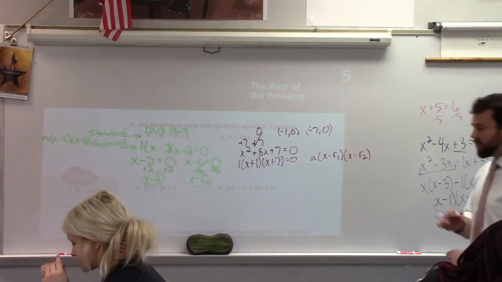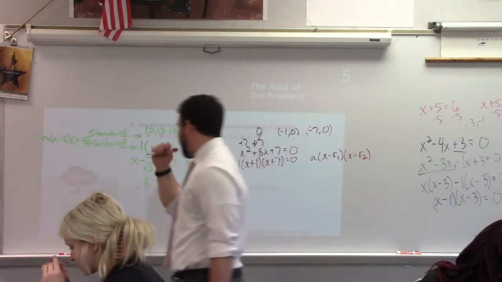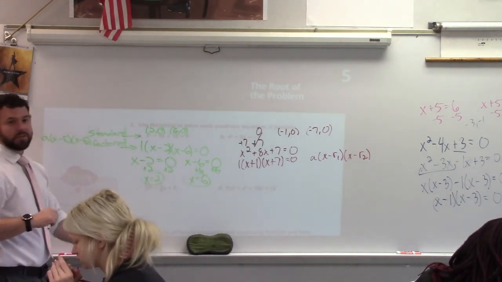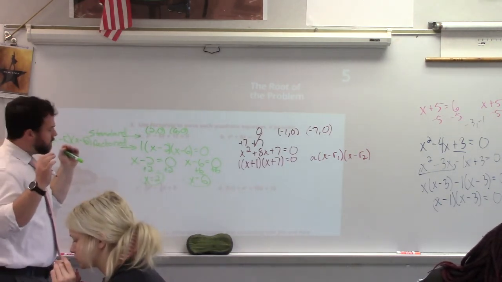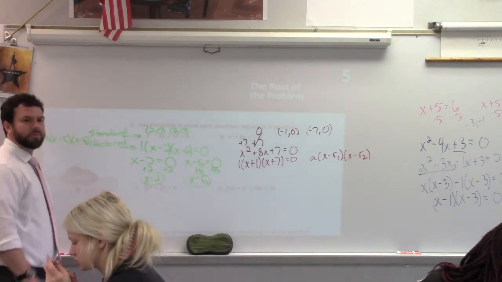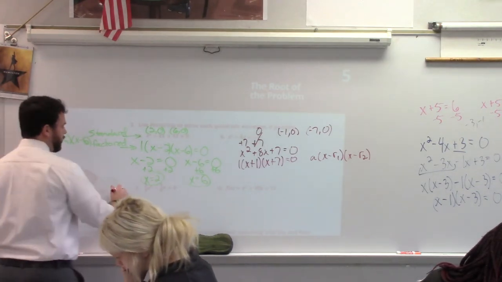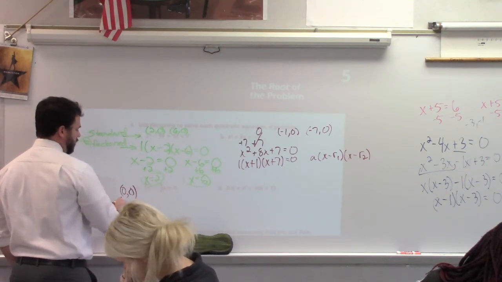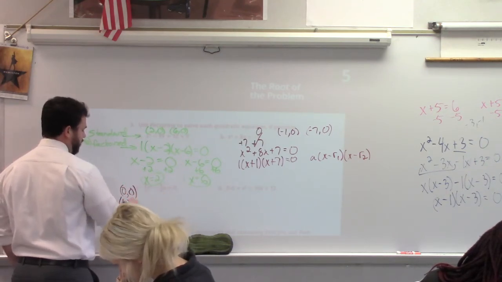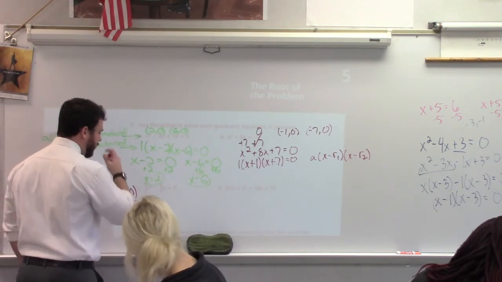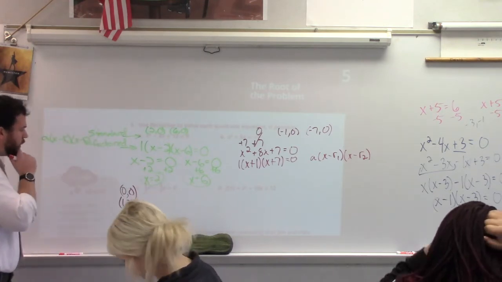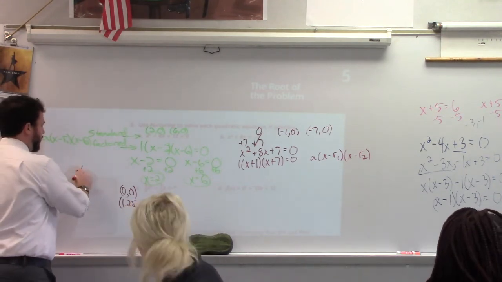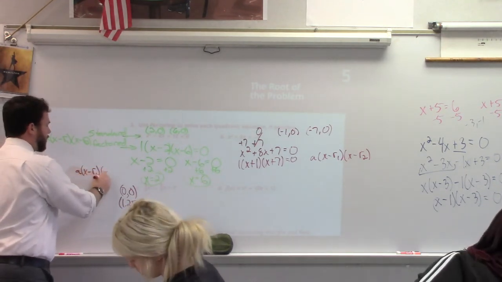So C, this is where I do want to pick it up as a class, and D as well. First off, we already said equals 0, we're good. What were the roots? 0, comma 0, and 1.25, comma 0. So how would we write this in factored form? Remember, it's a times x minus r1 times x minus r2.